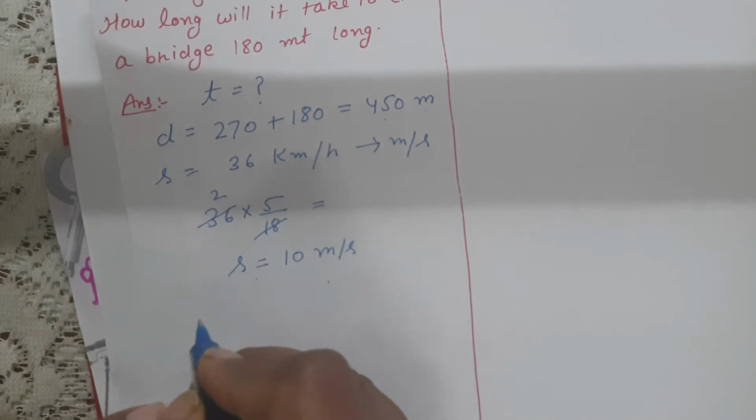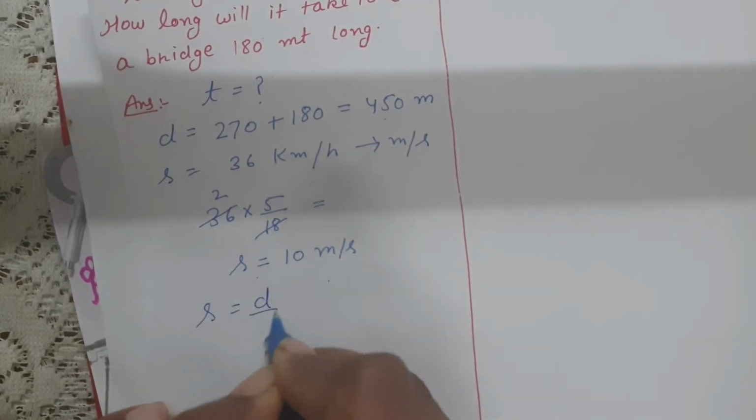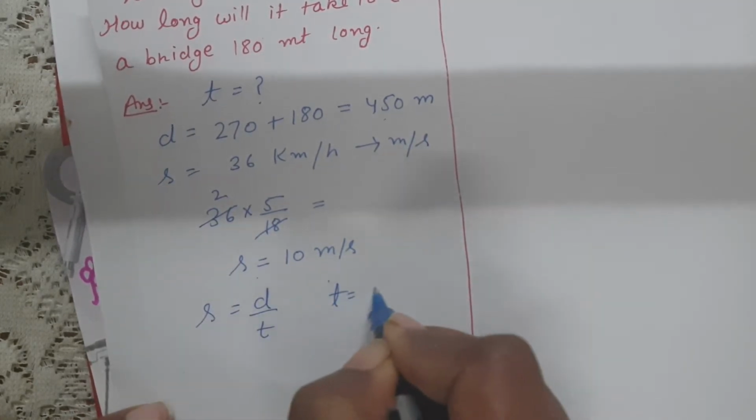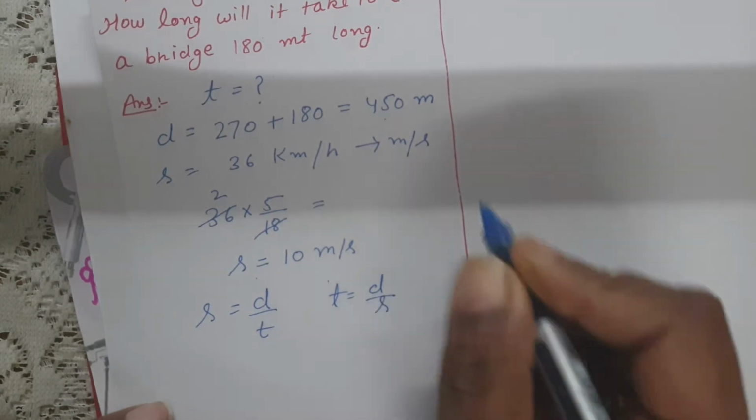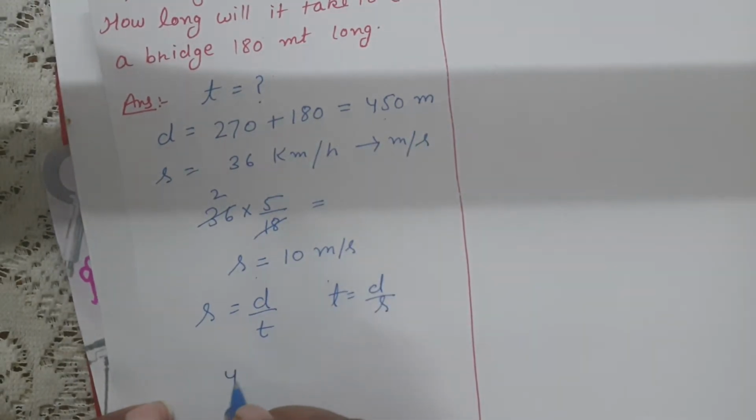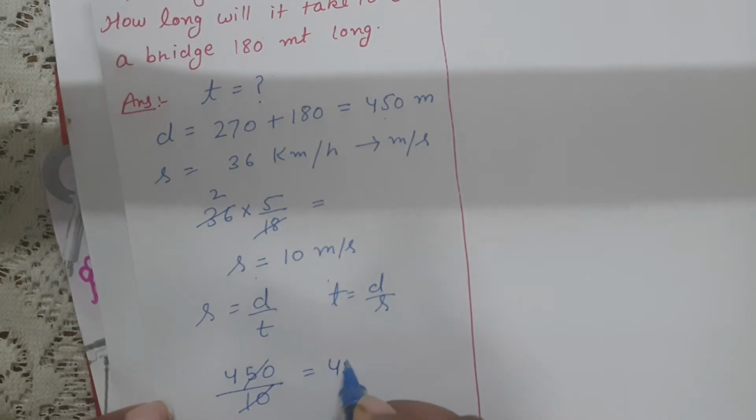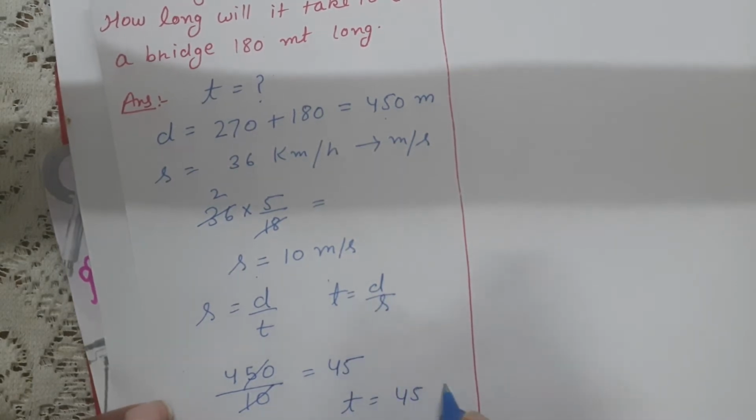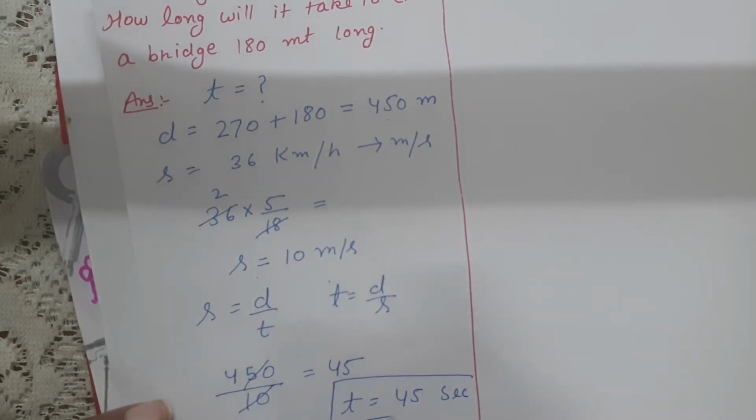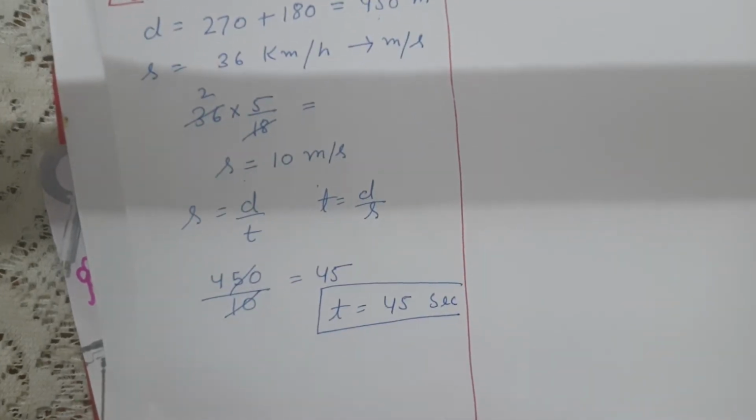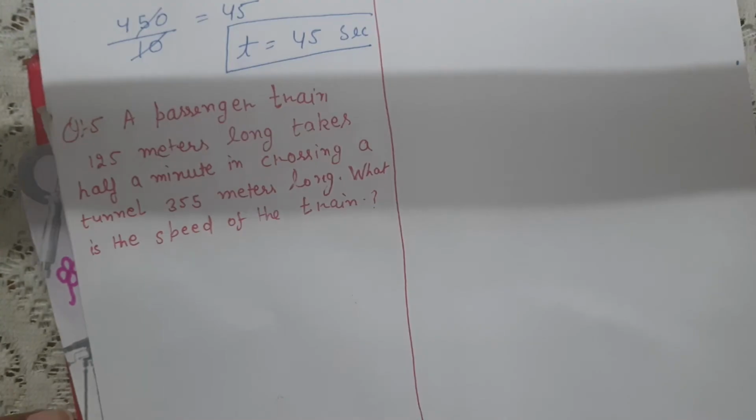And now we will apply the formula. S equals D upon T. So T equals D upon S. And distance is 450. Speed is 10. So the answer is 45. So time is 45 second. This is the answer. Time is 45 second.